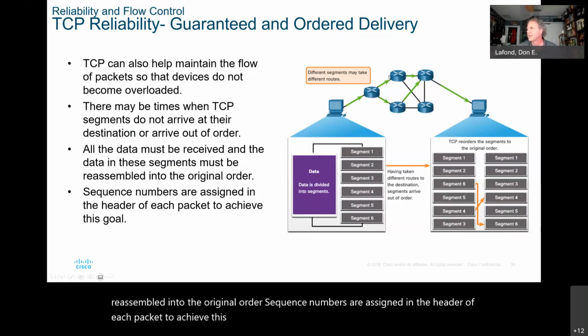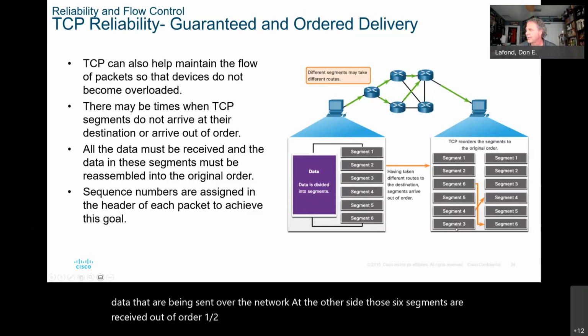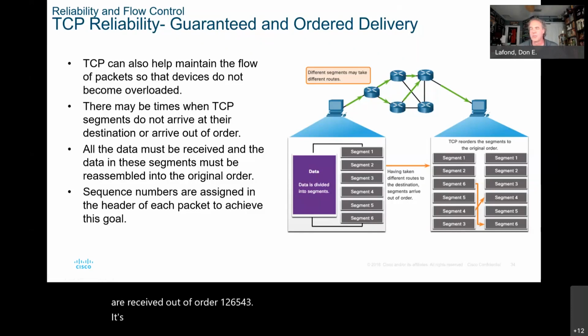In this diagram, we have 6 segments of data that are being sent over the network. At the other side, those 6 segments are received out of order, 1, 2, 6, 5, 4, 3. It's TCP's responsibility, or a role of TCP, to reorder those segments 1, 2, 3, 4, 5, 6 before it sends it to the application layer.